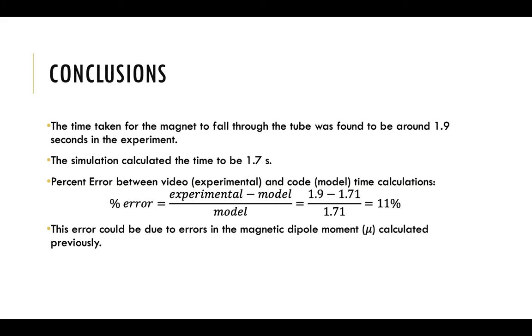Conclusions. The time taken for the magnet to fall through the tube in the experiment was around 1.9 seconds, whereas the simulation calculated it to be around 1.7 seconds. So in order to find the difference between these two, I calculated percent error, which of course is experimental minus the model over the model, basing on the model as the more accurate time. So I found that there was a percent error of around 11%, and this could be due to errors in the magnetic dipole moment mu, which was calculated in Lab 3 previously.